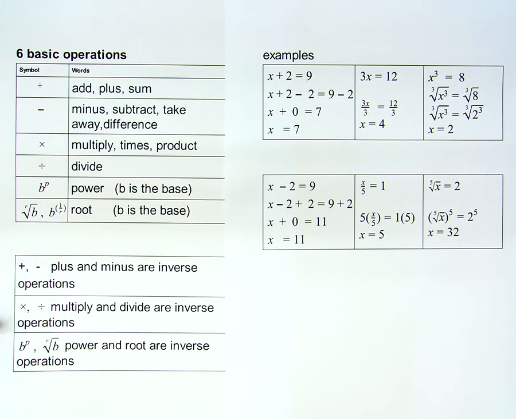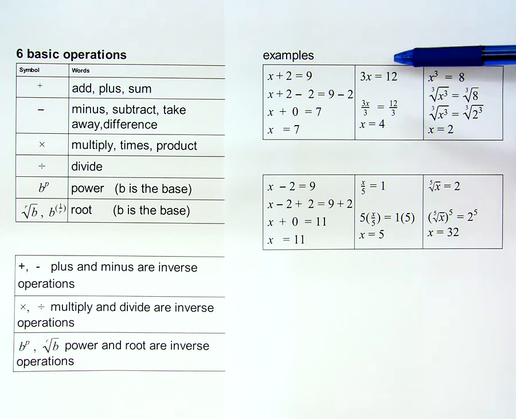Here I grouped the symbols together where they're in pairs of opposite or inverses. For example, plus is the opposite of minus, and multiply is the opposite of divide. And a power P and a root R, those are opposite of each other. A power is an opposite or an inverse of a root.